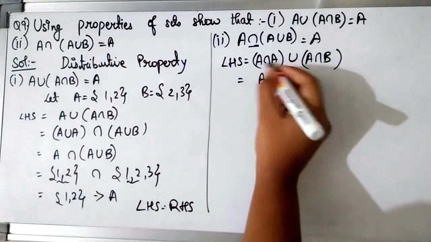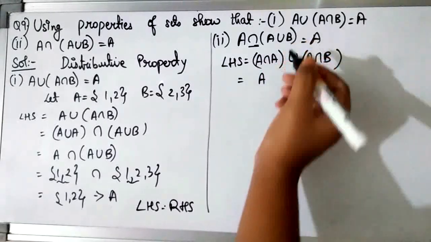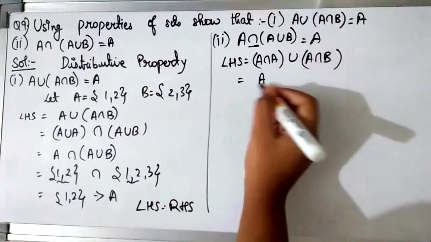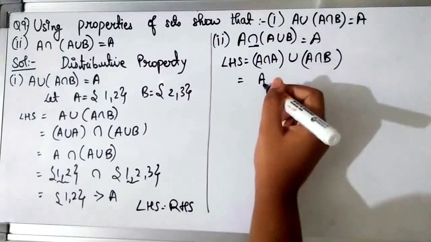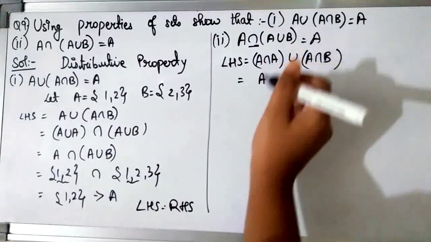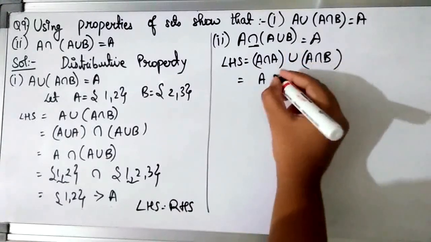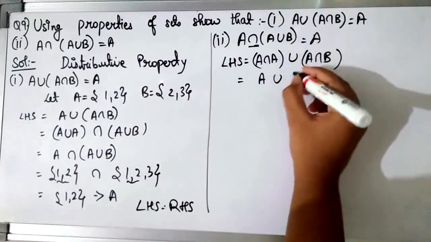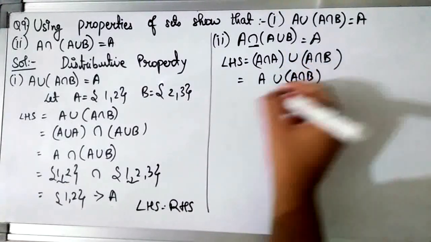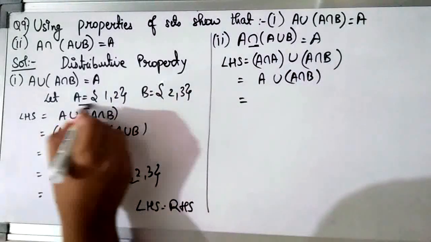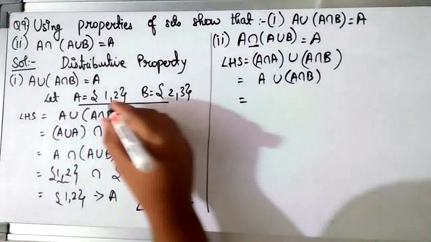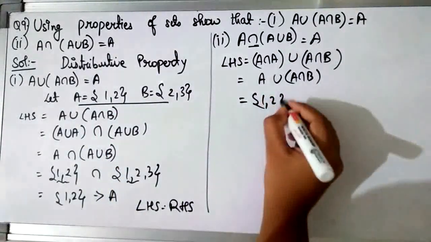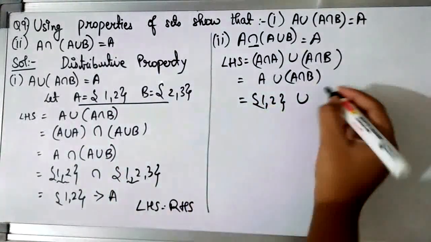Now when they give you the same sets and they ask you to do their union or their intersection, the final answer will be nothing but the set itself. Okay, so the intersection for both these sets is nothing but the same set, that is A itself, and then union A intersection B. Now again we took our sets A and B to be 1, 2 and 2, 3. So we will write that over here and we will do their union.